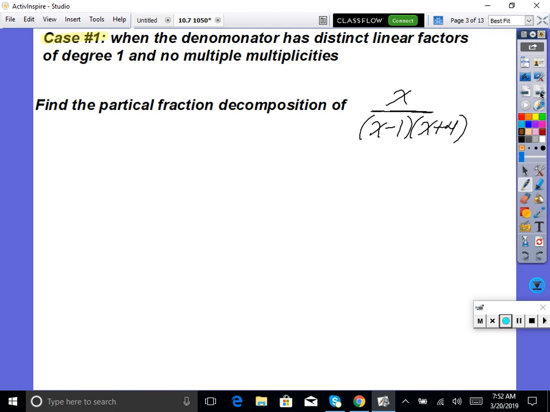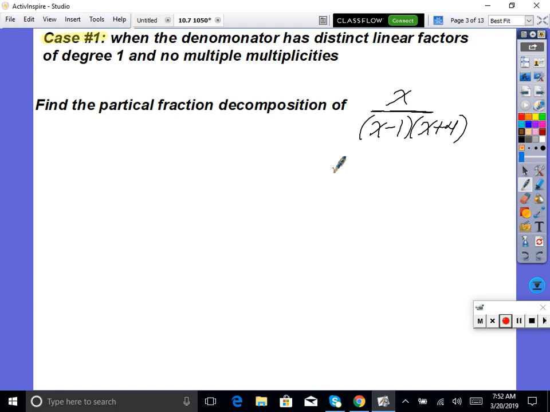So with case number 1, when we have denominators that have linear factors, now distinct means there's just one of them. So distinct linear factors of degree 1 and no multiplicities. That means there's only one linear factor with no multiplicity other than 1. Do you guys see how there's only one of each of these factors? When this happens, you're going to split it up as such.